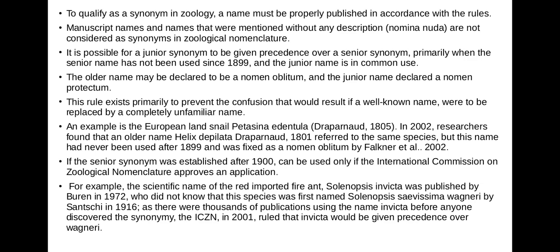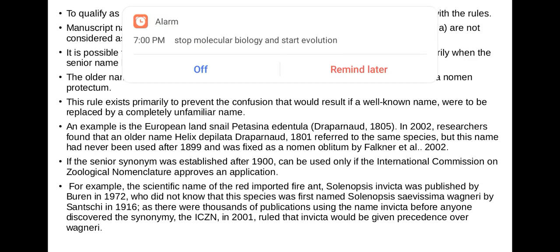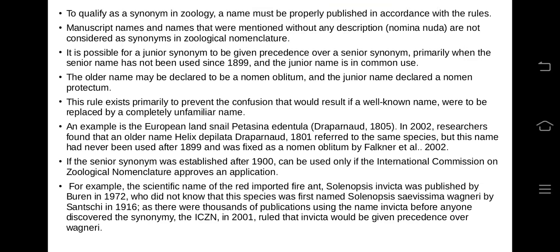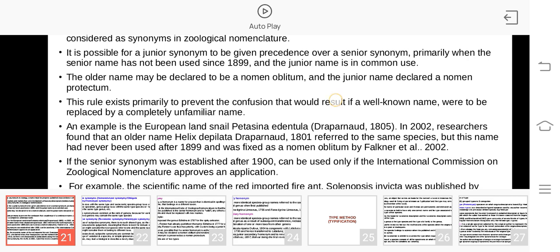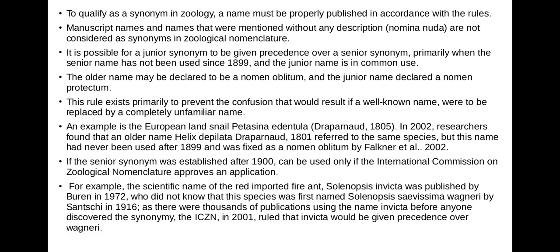It is possible for a junior synonym to be given precedence over a senior synonym, particularly when the senior name has not been used since 1899 and the junior name is in common use. The older name may be declared a nomen oblitum and the junior name declared a nomen protectum. The rule exists primarily to prevent the confusion that could result if a well-known name were to be replaced by an unfamiliar name. An example is the European land snail.